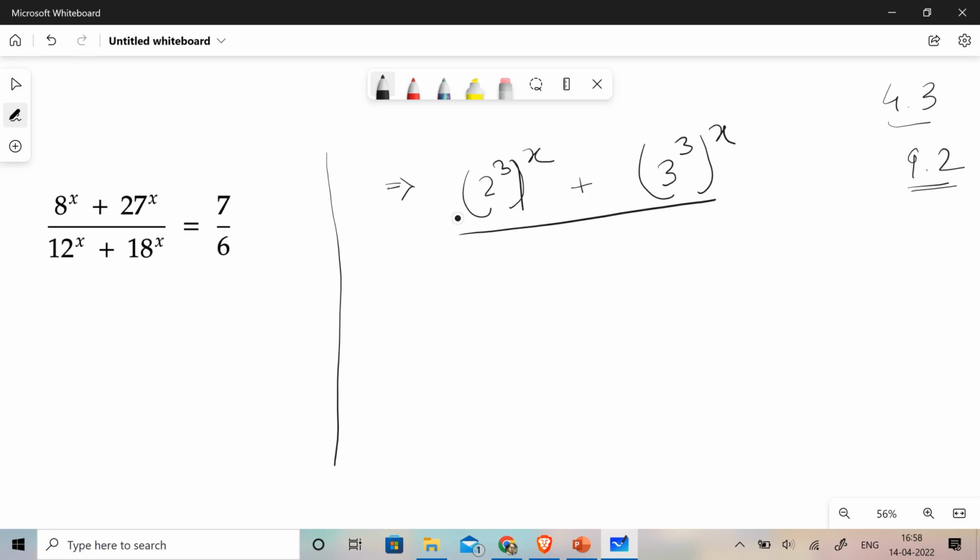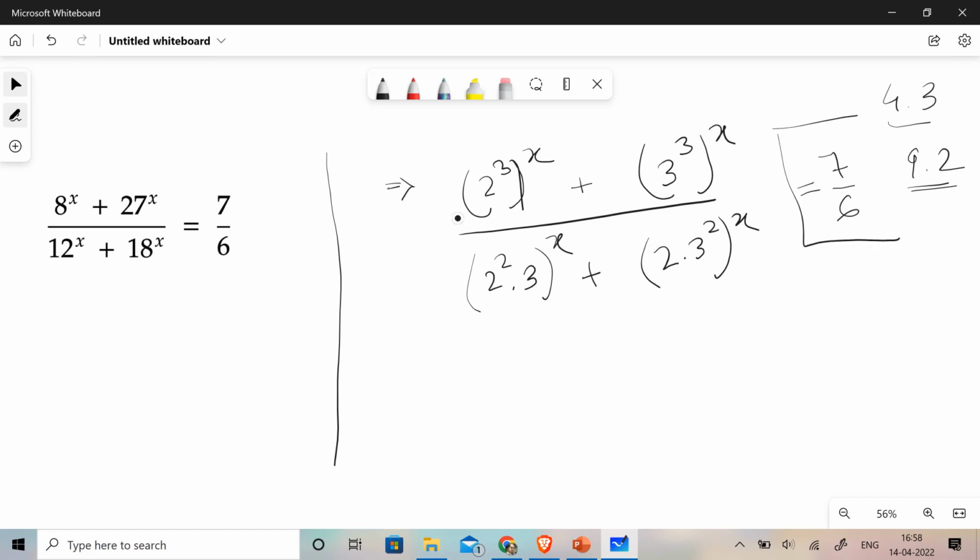Because now 12 to the power x, you can write as 2 square into 3, to the power x, plus you can write 18 as 2 into 3 square, to the power x. Now it looks very interesting. So in the numerator we have 2 cube to the power x plus 3 cube to the power x, and in the denominator we have 2 square into 3 whole to the power x plus 2 into 3 square whole to the power x, equals 7 by 6. Let's, for simplicity, forget about this part.